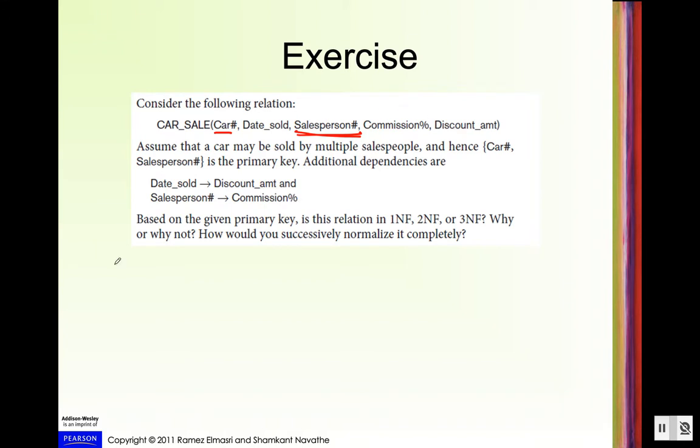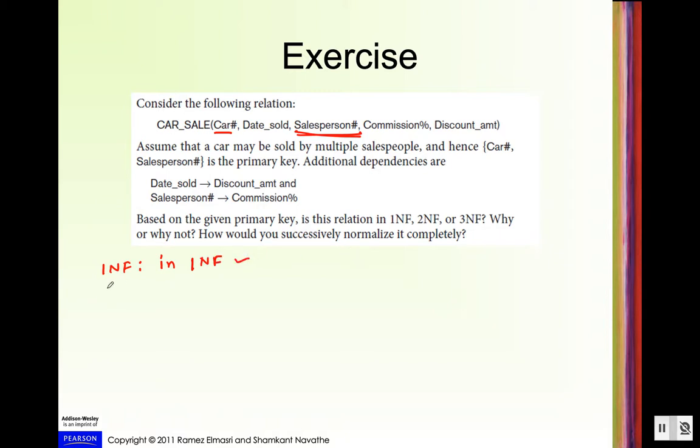First of all, first normal form. If we look at this relation, each attribute value is a single atomic value. Car number, date sold, salesperson, commission percentage, discount amount, each of them is a single atomic value, and there is no nested relation. So we can say that this is in first normal form.